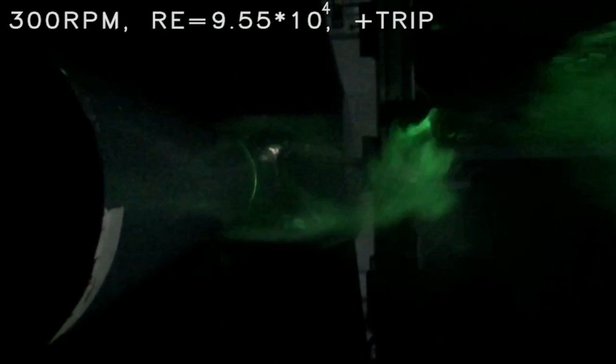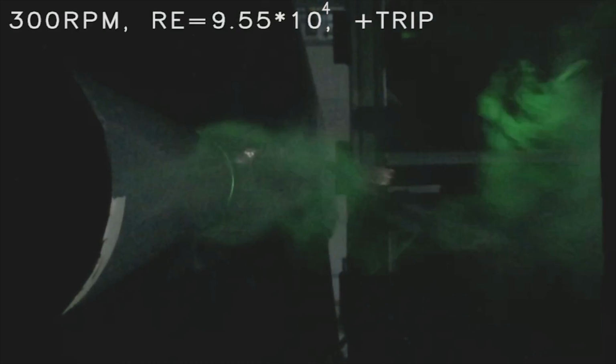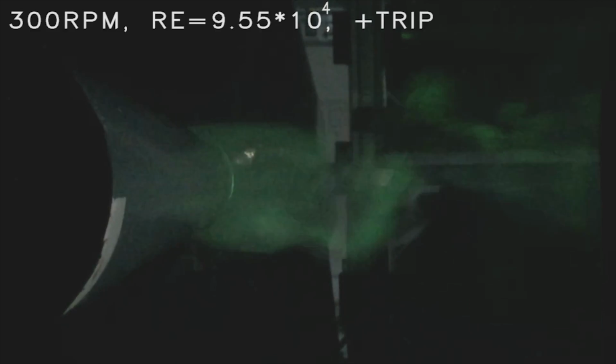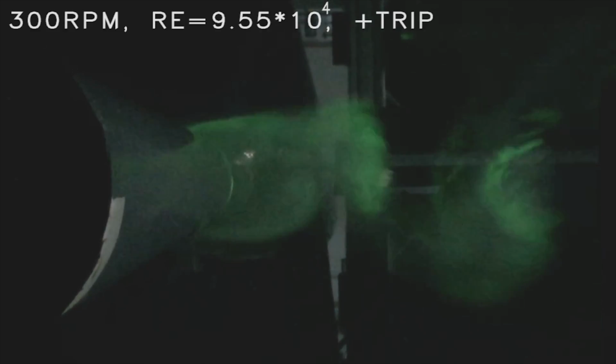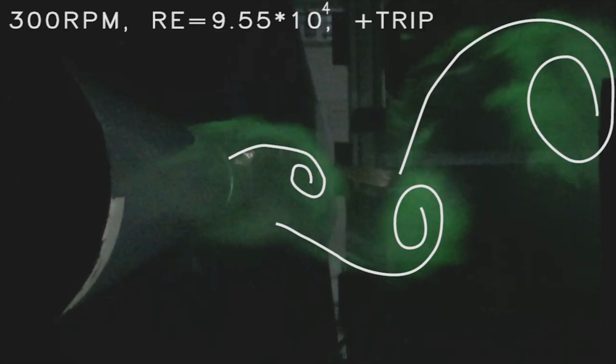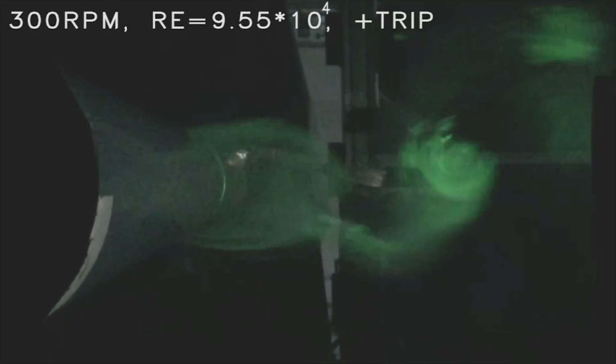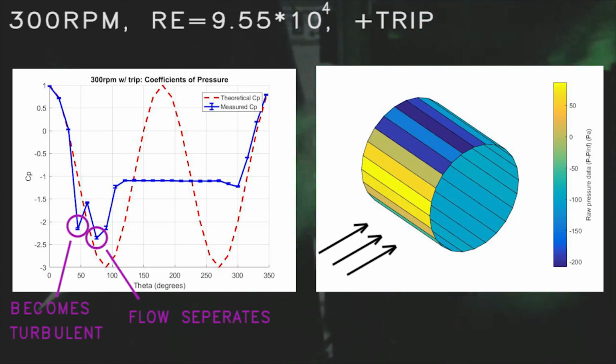Upping the wind tunnel RPM, we now reach a Reynolds number of 9.55 times 10 to the fourth. We see very similar vortex generation, only at a higher frequency. Flow quickly meets up behind the cylinder, limiting pressure drag. The coefficient of pressure plot reveals turbulence at the trip strip, and flow separation again around 75 to 80 degrees.